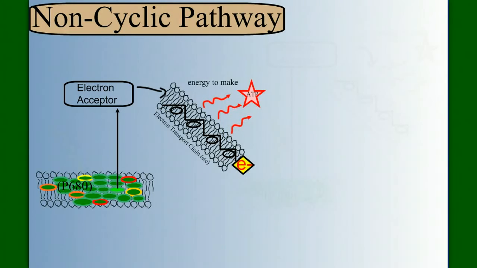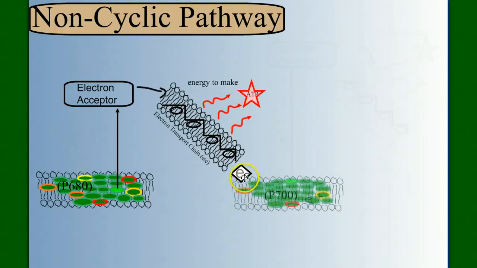When the electron gets to the end of the electron transport chain, it's no longer a high energy electron, and instead of returning to P680 like we might in a cyclic pathway, the electron drops into photosystem 1, or P700. Here, it can get hit by light a second time and boosted to a higher energy level again.